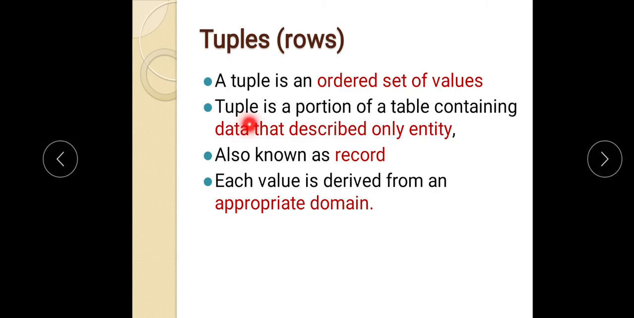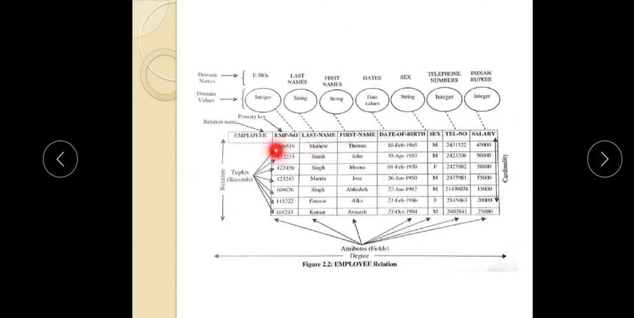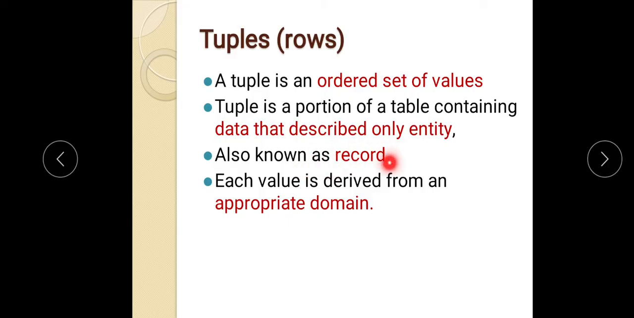Clear? A tuple is a portion of the table containing data that describes only one entity, which means that this tuple or row contains data describing a particular entity. Here we are describing the entity employee, a particular employee called Matthew Thomas. It stores his employee number, name, date of birth, salary, telephone number, and so on. This is also called a record.